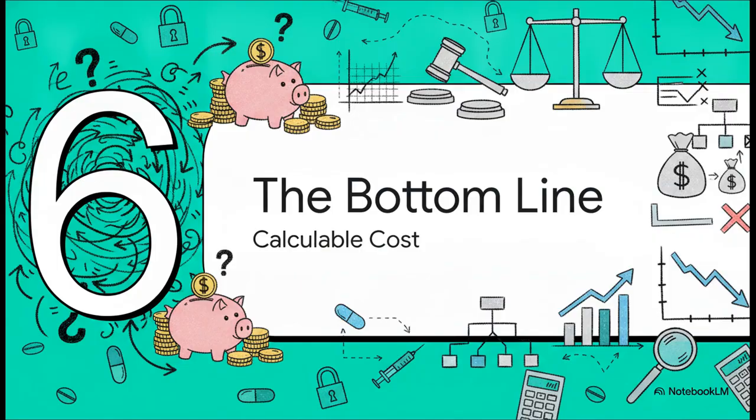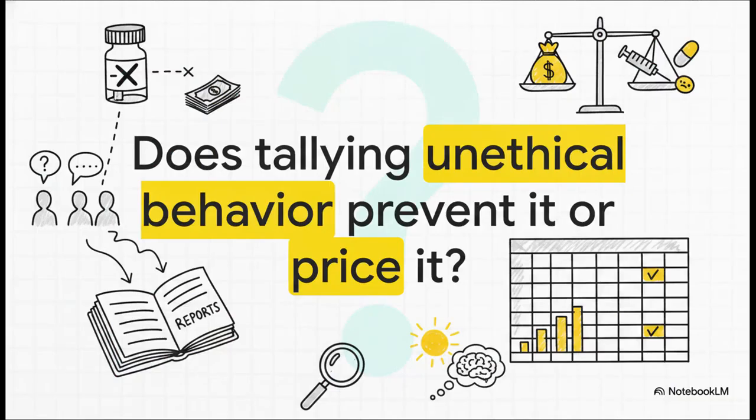Finally, Section 6, the bottom line. So this leaves us with a pretty provocative thought to end on. When we mandate companies to report these financial penalties so transparently, whether it's clinical trial violations, false marketing, or bribery, does it truly prevent corporate misconduct? Or does it simply turn unethical behavior into a calculable cost of doing business?